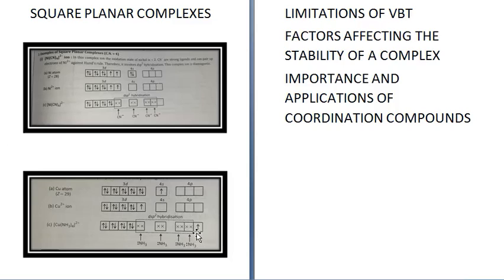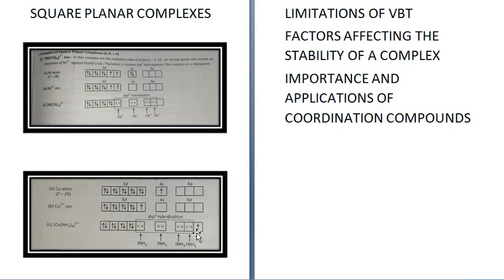Now next is the importance and applications of coordination compounds. Ni2 plus is detected by dimethylglyoxime, which forms a red colored complex. The presence of Fe2 plus can be detected by addition of potassium ferrocyanide solution, forming the Prussian blue complex. Hardness of water can be estimated by titration with EDTA. The ions causing hardness, that is calcium ions and magnesium ions, form stable complexes with EDTA.